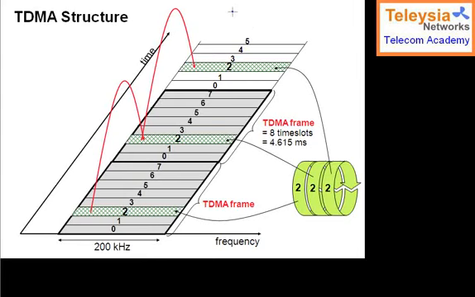Let me talk about the TDMA structure. As we know, GSM is a combination of FDMA and TDMA, right? So you can see here we have divided the entire frequency band into 200 kilohertz. That is the channel bandwidth of one GSM channel. And again, this one frequency you can see we are using for 8 users.